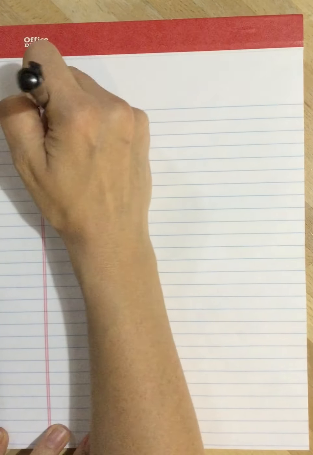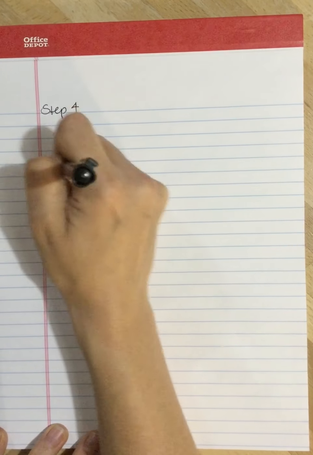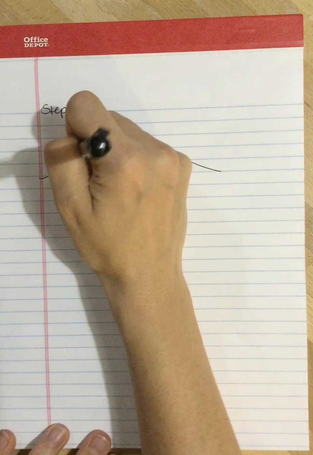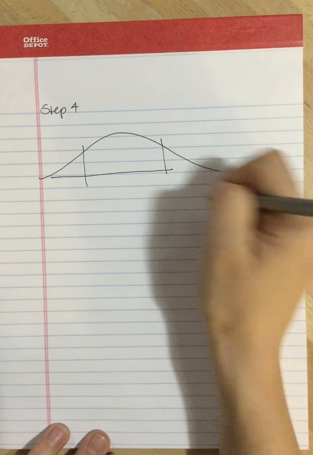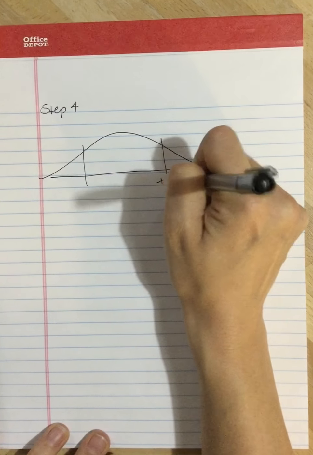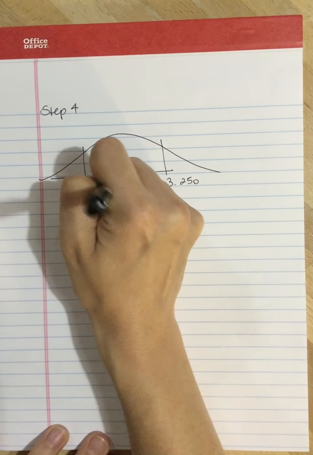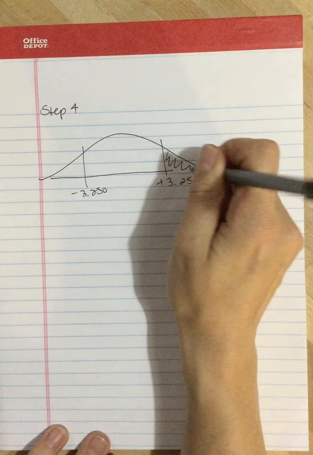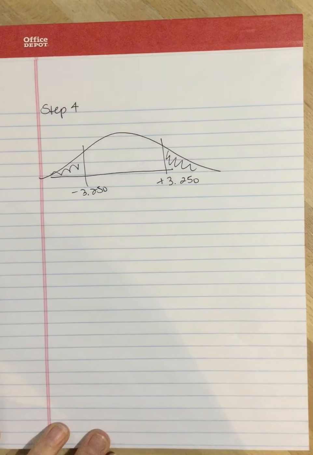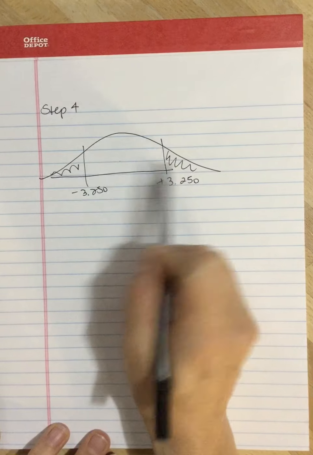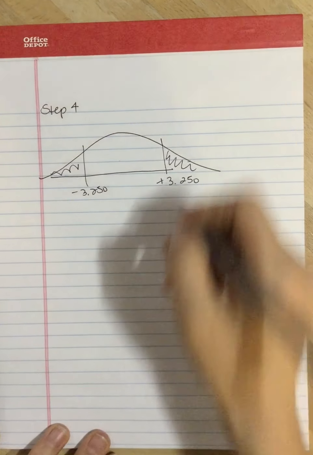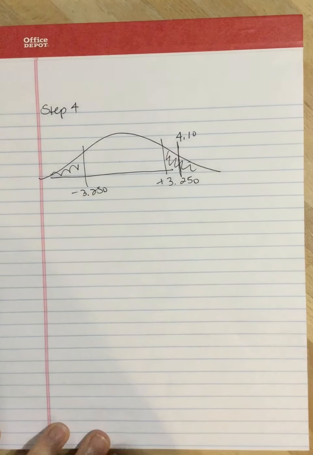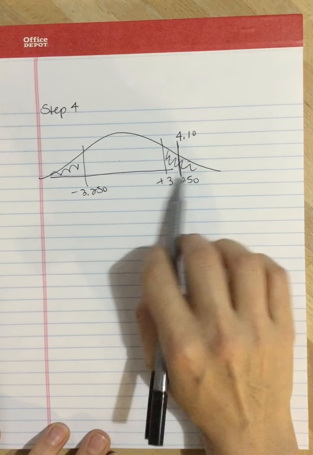In step 4, it's always best to draw this out. I'm going to put my critical values from step 2. So that was plus 3.250, minus 3.250. Anything that falls in here is going to be fail to reject. Anything that falls out here or over here is going to be reject the null. Out here, reject the null. My calculated value was 4.10. So it falls in this critical region.